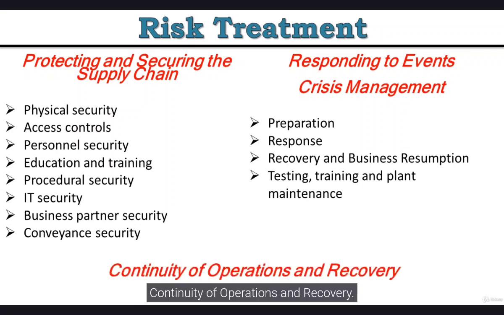Continuity of operations and recovery. Business continuity planning comprises those activities, programs, and systems developed and implemented prior to an incident that are used to mitigate, respond to, and recover from supply chain disruptions, disasters, or emergencies. It is an ongoing process, not a one-time project.